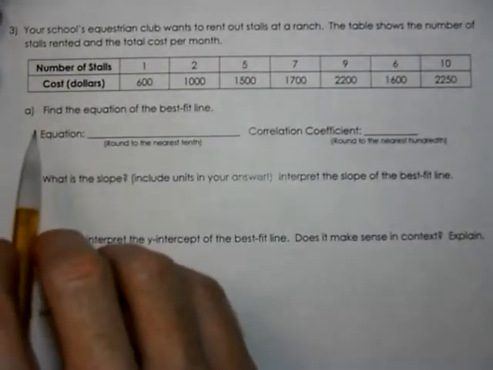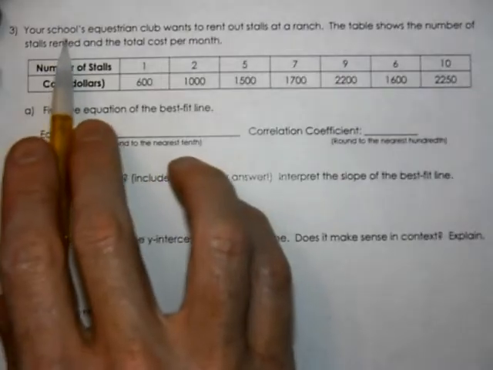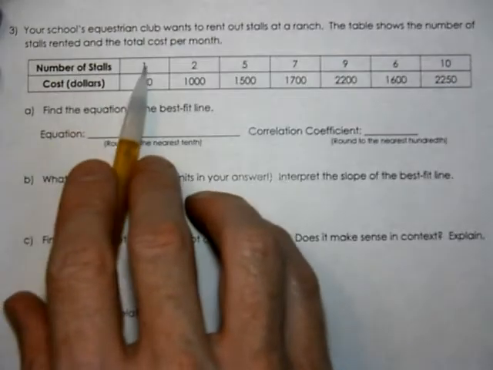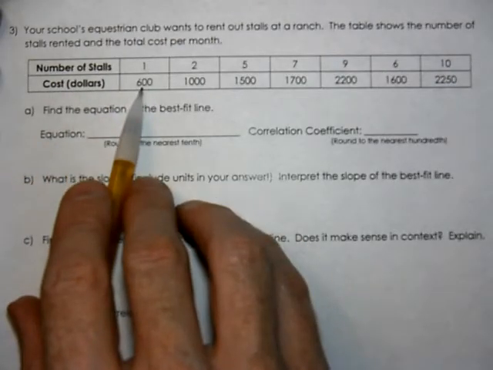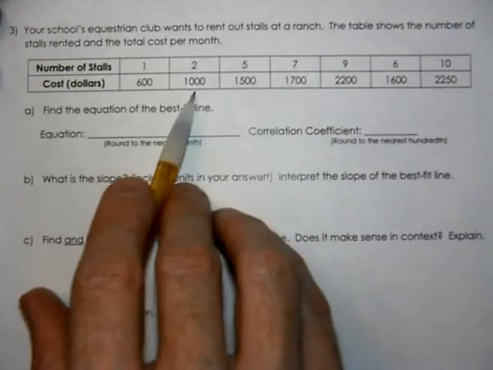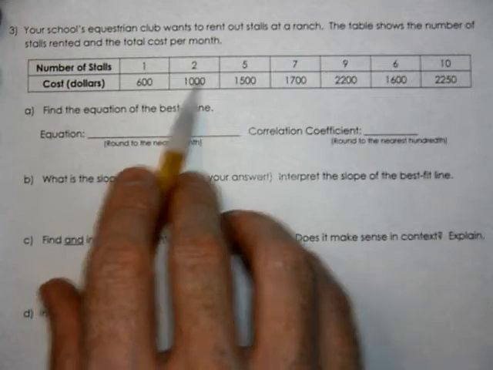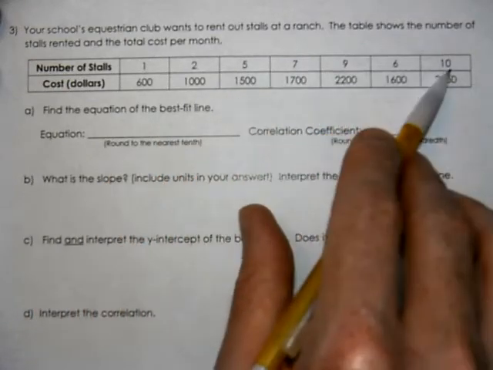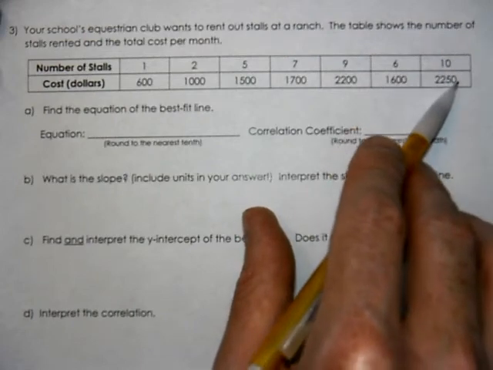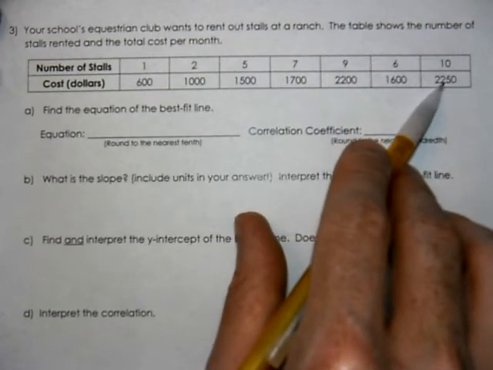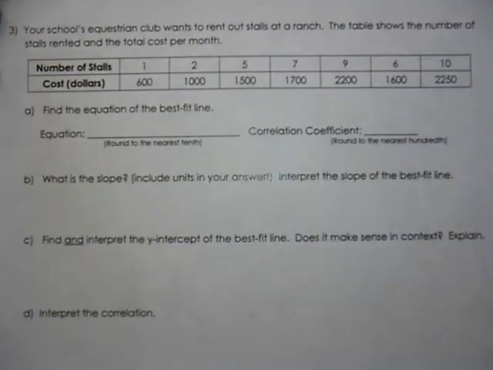On our next page, we're looking at the team's equestrian club wants to rent stalls in a ranch. So if they rent one stall, they're going to pay $600. If they rent 2 stalls, 2 spots to put their horses, it's $500 for each stall. And then the next one's easy to work with. If they rent 10 stalls, move the decimal spot over because you divide it by 10. Each stall is $225. So it pays to rent more stalls. You get cheaper per stall.